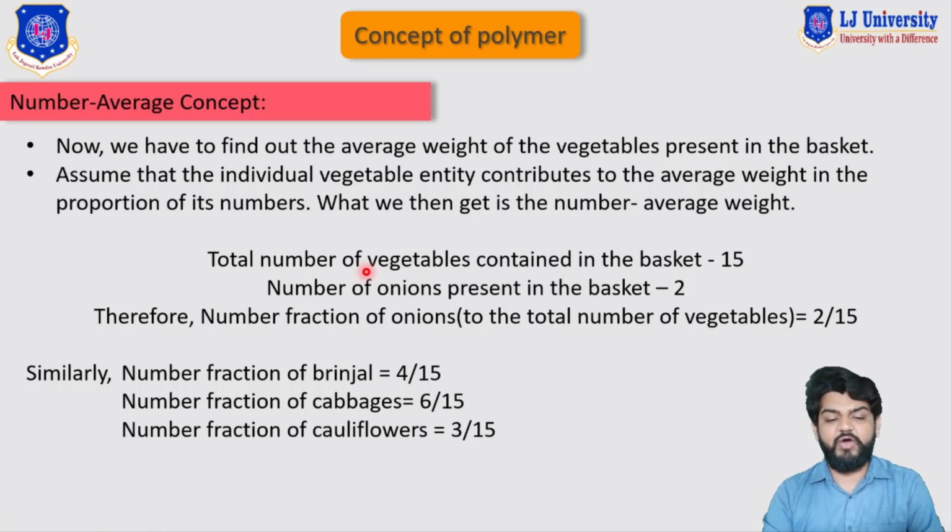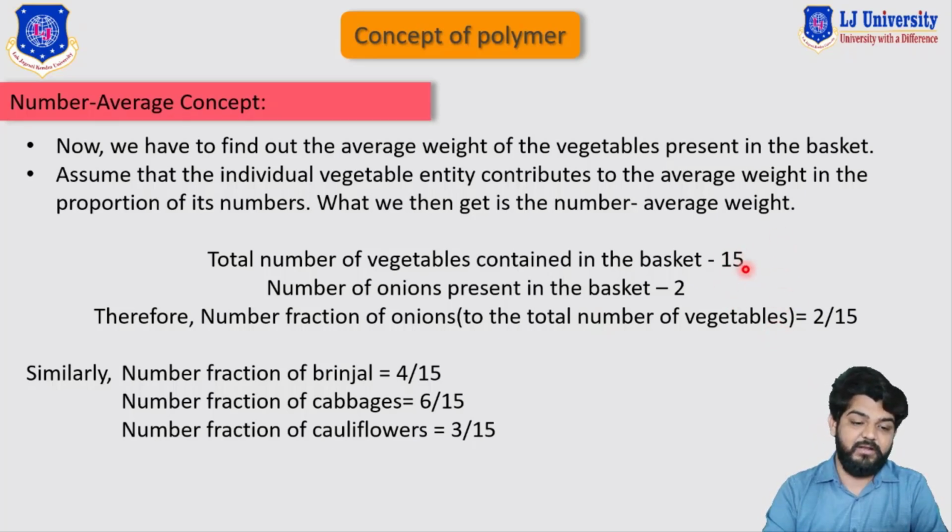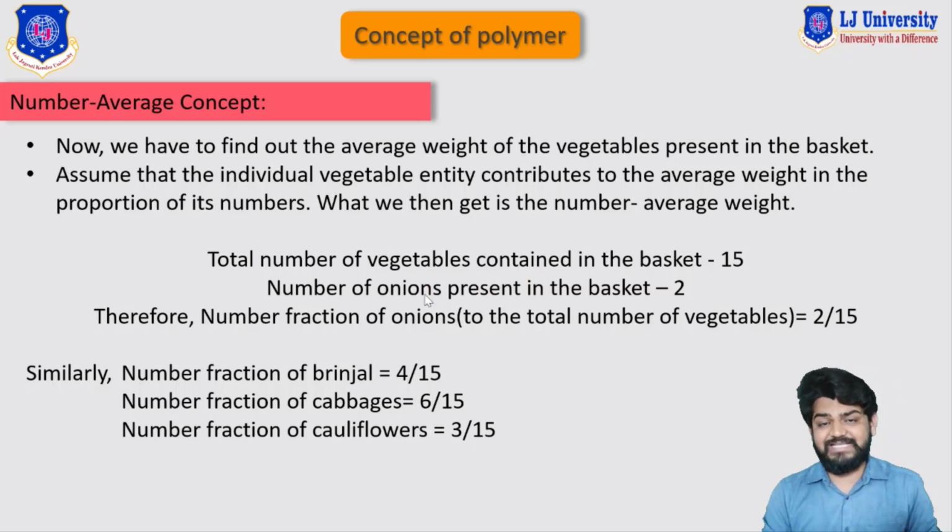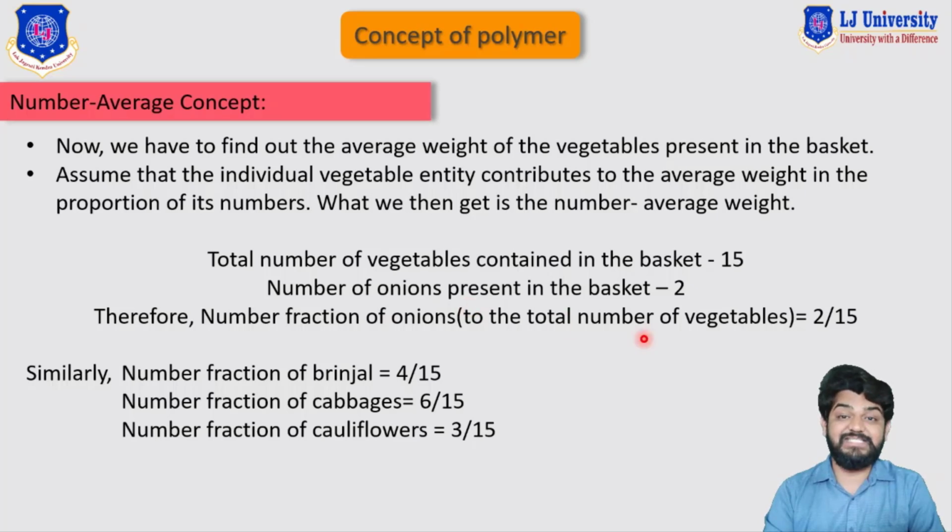The total number of vegetables contained in the basket is 15, as we have represented in the previous table. Now let's do one exercise for the onion first. The number of onions present in the basket is equal to 2. We have two onions in the basket.